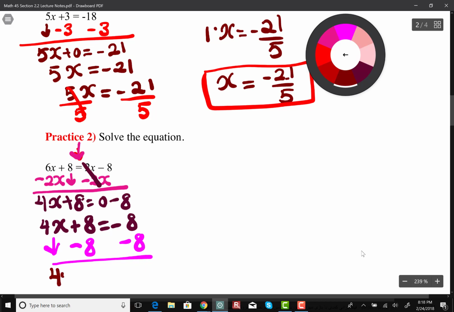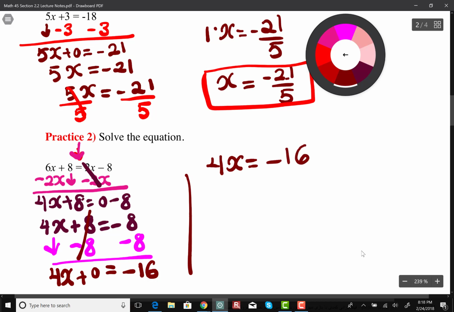4x doesn't have any like terms. A +8 and -8 vertically, you get 0. Equality sign. A -8 and -8 is -16. I'm going to write it down again: 4x equals -16.